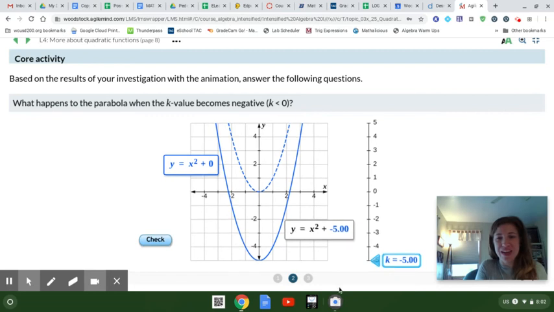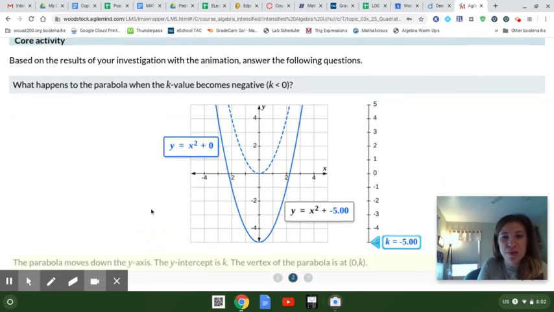My vertex is at the point 0, 0, negative 5. So again, 7b on page 262: what happens to the parabola when the k value is less than 0? In other words, when it's negative, we notice that the parabola shifts down the y-axis. It shifts down the y-axis.